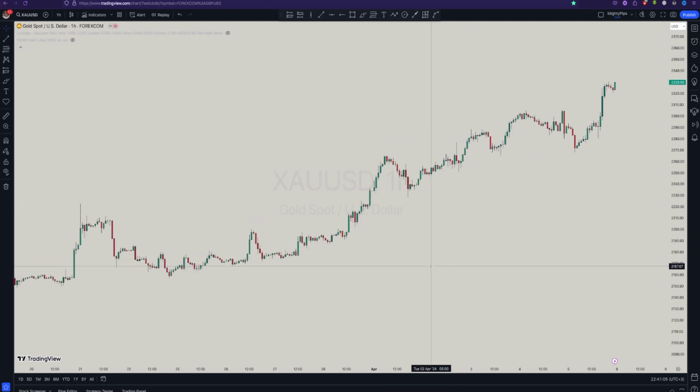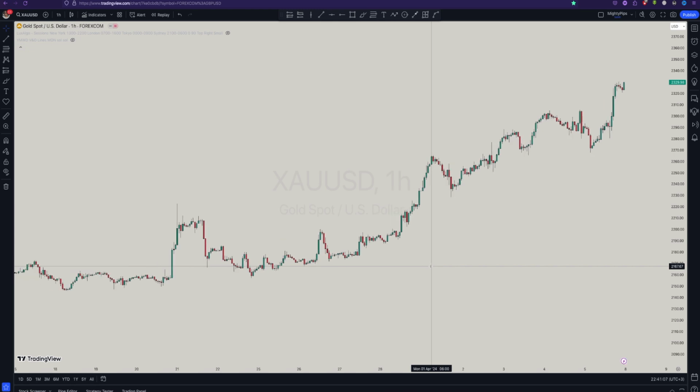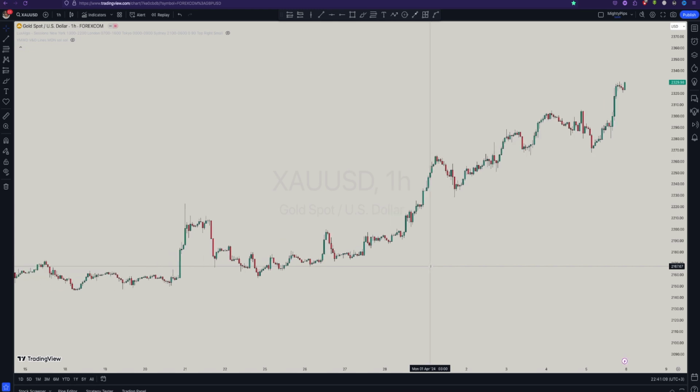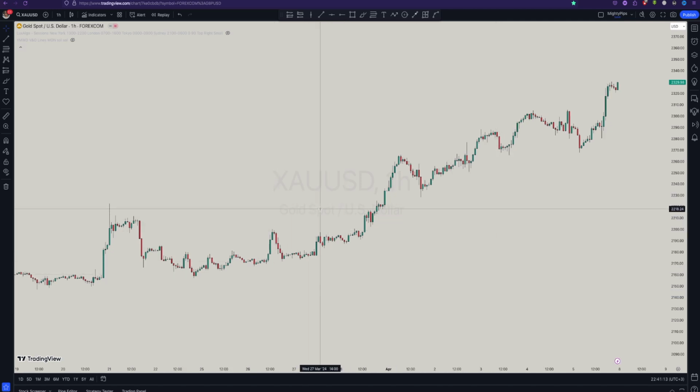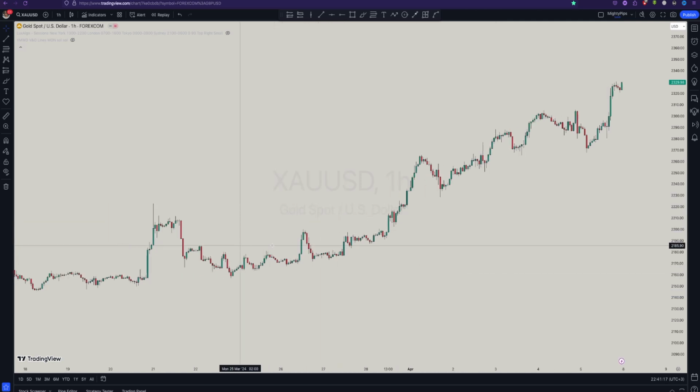Okay, so here we are on the gold chart. This is a gold 1 hour chart. So what we are going to do here is use market structure levels to determine how we can do our risk management using stop loss placements based on market structure within the market.